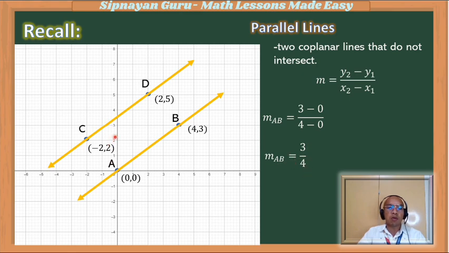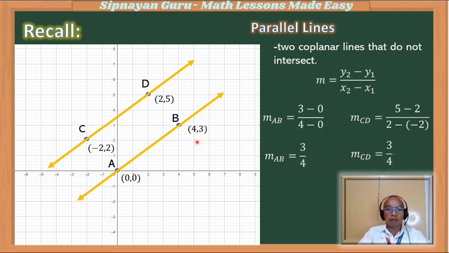Now, if we get the slope of line CD, our y sub 2 is 5 minus our y sub 1, which is 2, all over our x sub 2, which is 2, minus x sub 1, which is -2. Simplify. So 5 minus 2 is 3. Then this is negative, so negative times negative becomes positive. So 2 plus 2 equals 4. The slope is 3 over 4.